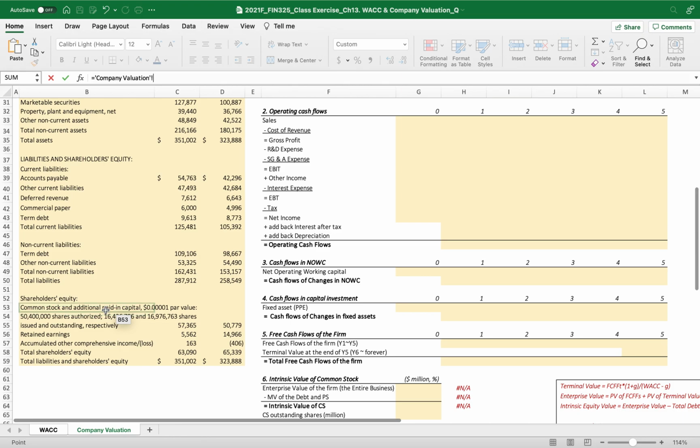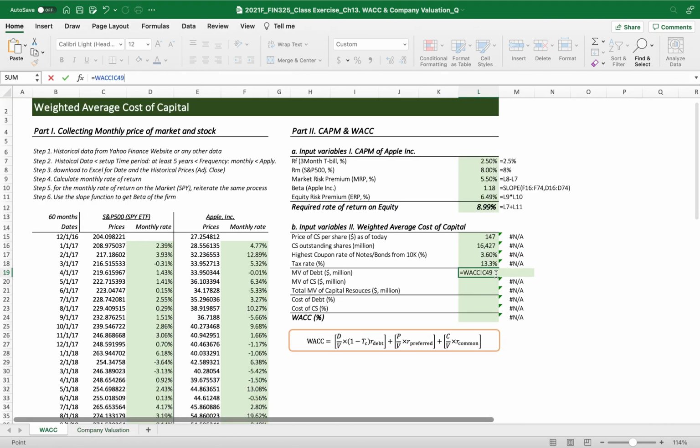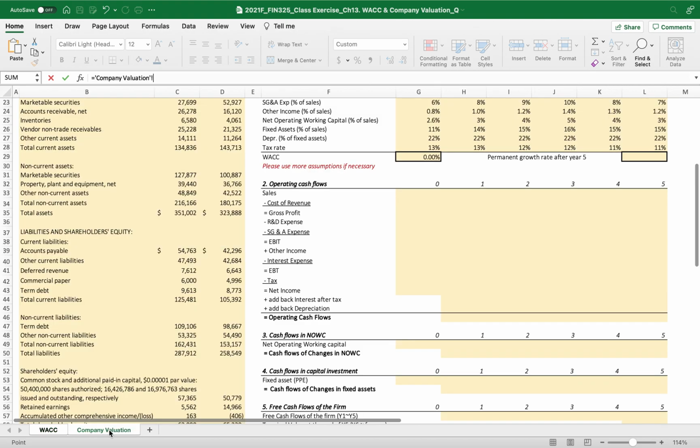On the company valuation, the consolidated balance sheet indicates the total non-current liabilities, right? It's 162,431,000,000. That amount is the non-current liability or debt. You can include the term debt or the commercial paper in the current liability section, but it doesn't matter. It doesn't make any significant changes, because compared with the market value of common stock it is very small. Anyway, here, total non-current liability.